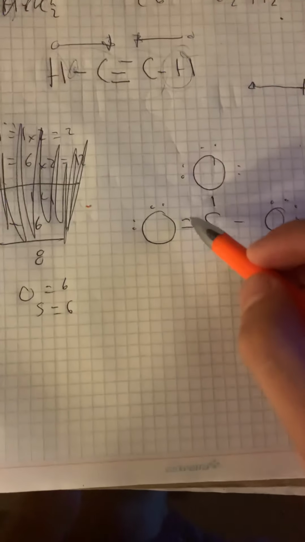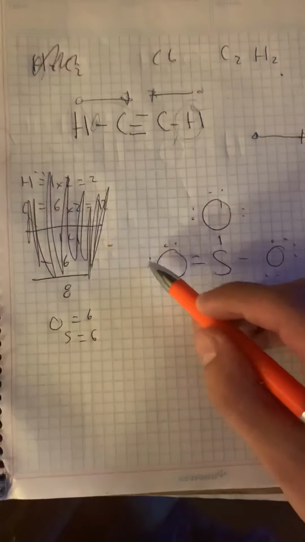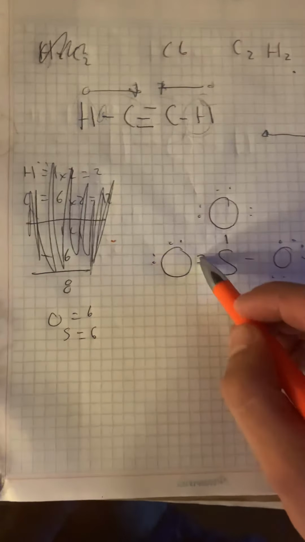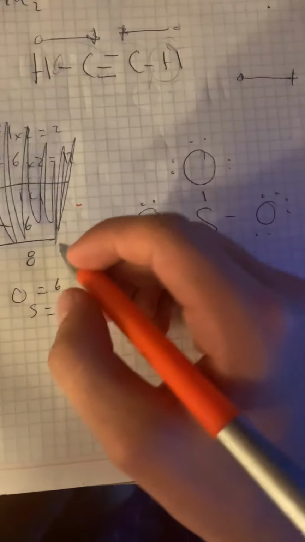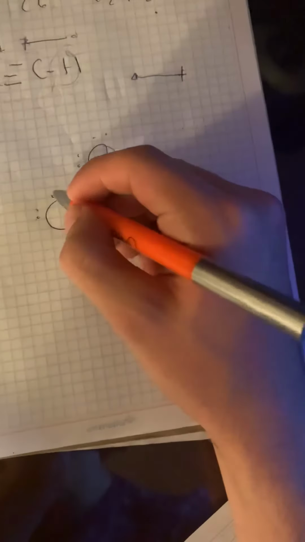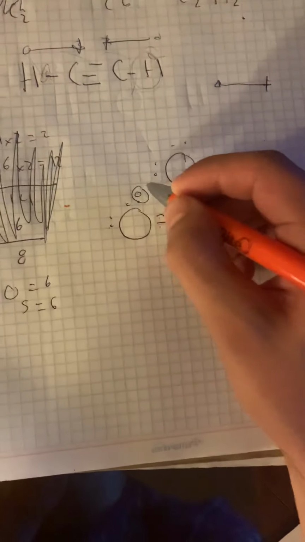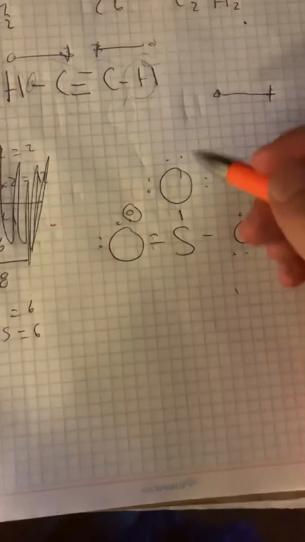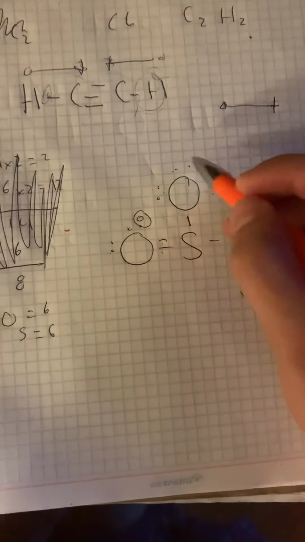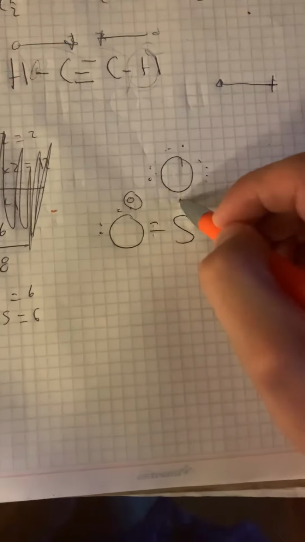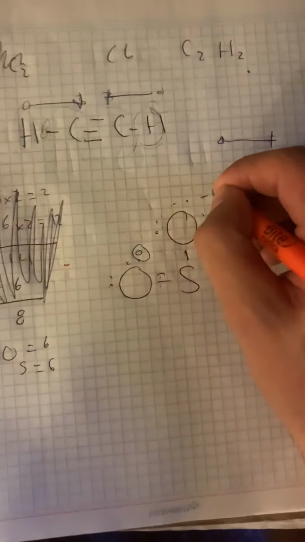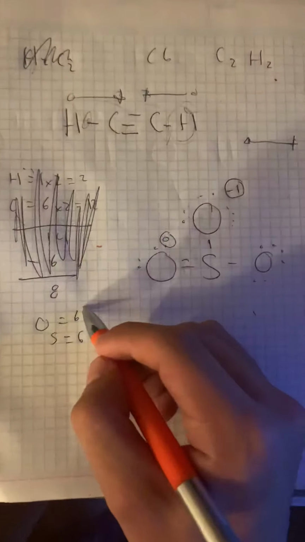So if we try oxygen, this oxygen, it has 1, 2, 3, 4, 5, 6. So first one has a charge of 0. This one has 1, 2, 3, 4, 5, 6, 7. So it has a charge of -1 because we are subtracting 7 to 6.